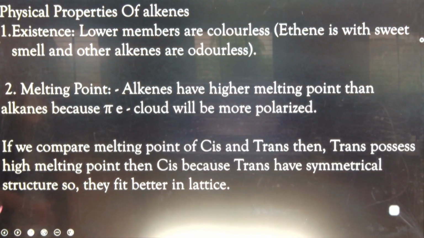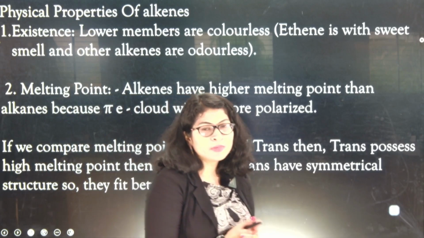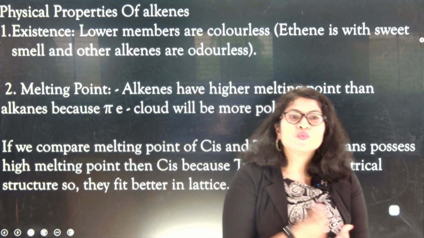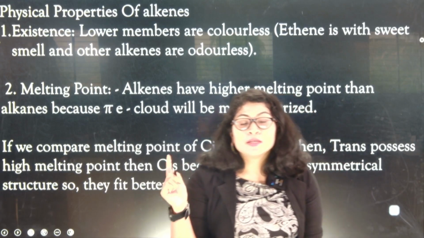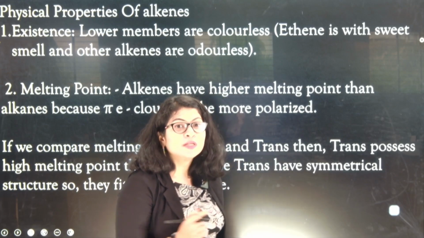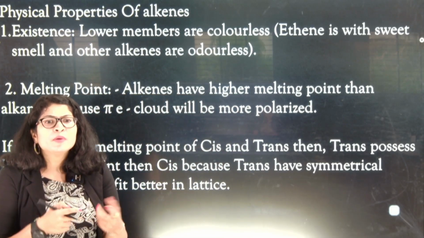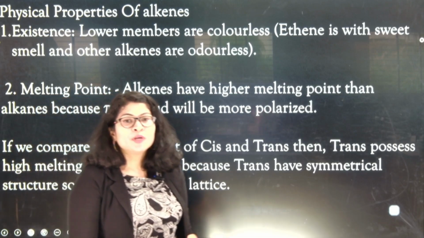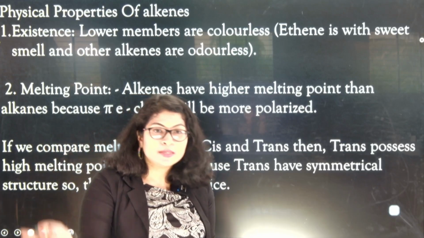Now, if I see the physical properties of alkenes, the lower members are colorless, ethene is sweet in smell, and other alkenes are odorless. See, ethene here is the starting member. In case of alkane, methane was the starting member. But here, a double bond is possible only when there are two carbon atoms, because the double bond is between what? Carbon atoms, right? So it takes two carbon atoms to form a double bond. So here the starting member is ethene.